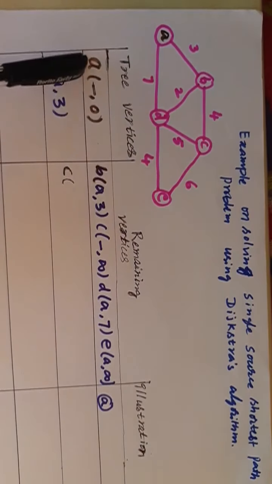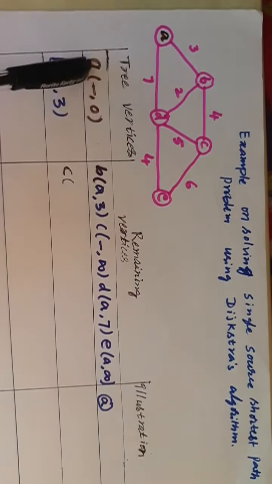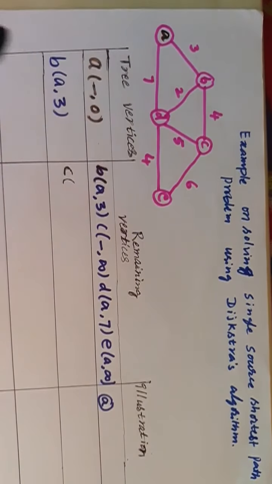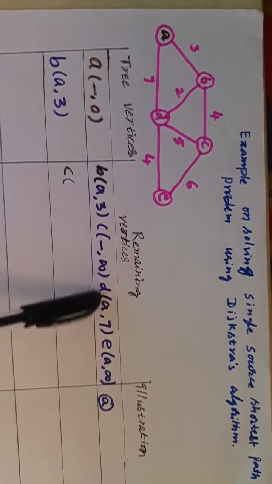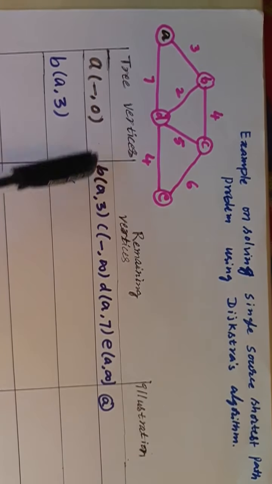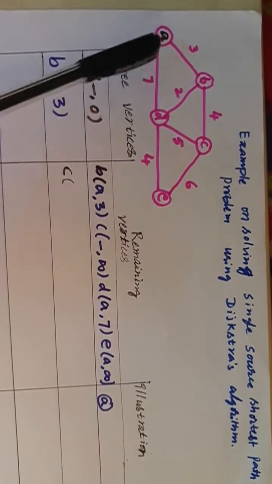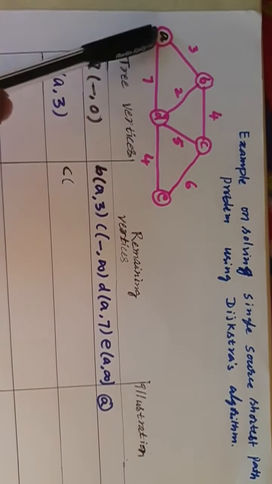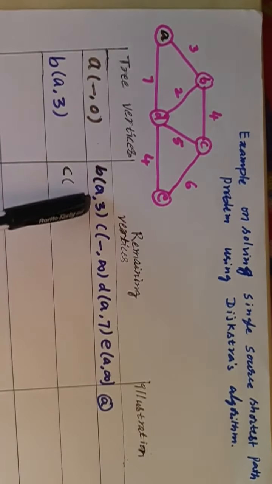Now a is the source vertex. This is the very first vertex in the tree, hence the first information is null, and the distance from a to a is 0. Now for the remaining vertices b, c, d, e, calculate the cost. Is b reachable from a? Yes, directly it is reachable from a, and its cost is 3. So the first information is a, and the distance is 3.